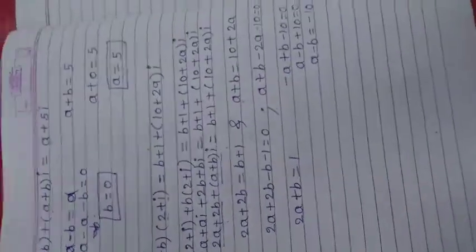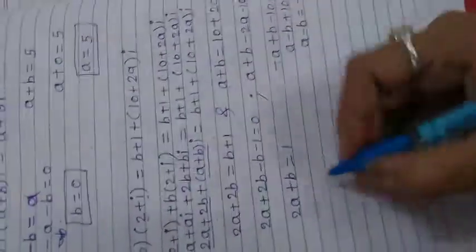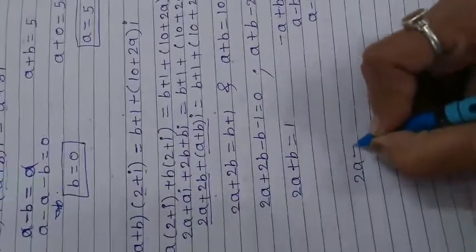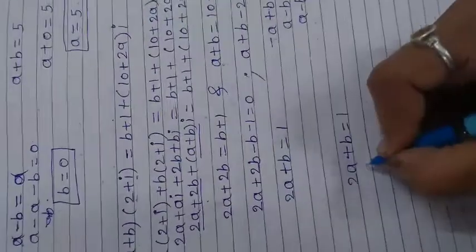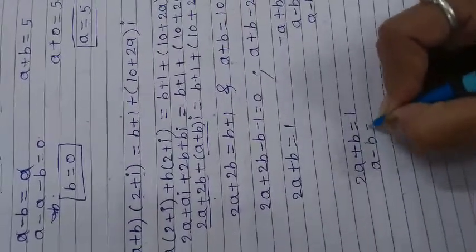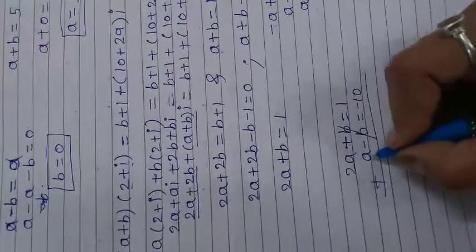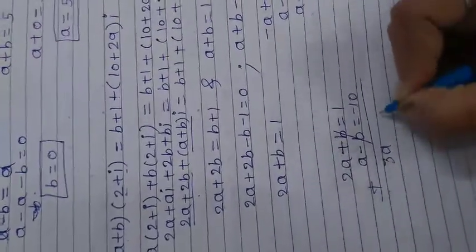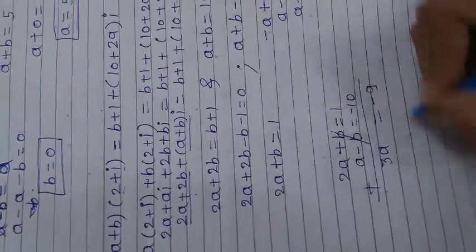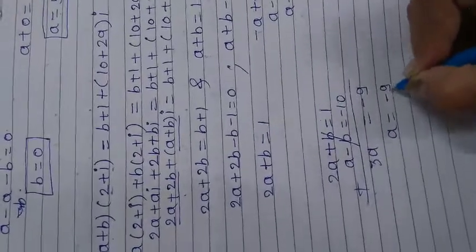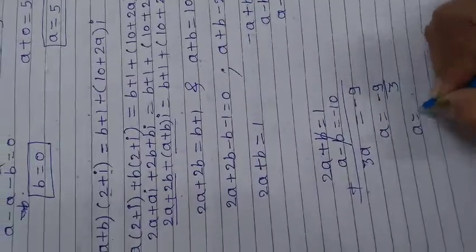Now we want to find value of a and b. Now we got the equation 2a plus b is equal to 1. Below that we'll write a minus b is equal to minus 10. Now add this. This cancels. This is 3a is equal to minus 9. So a is equal to minus 9 by 3. So a is equal to minus 3.